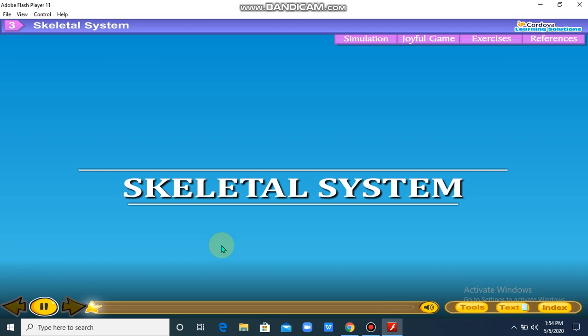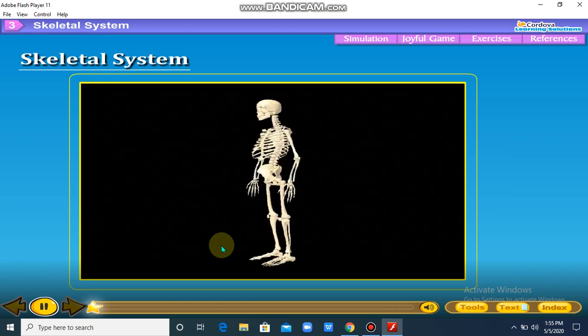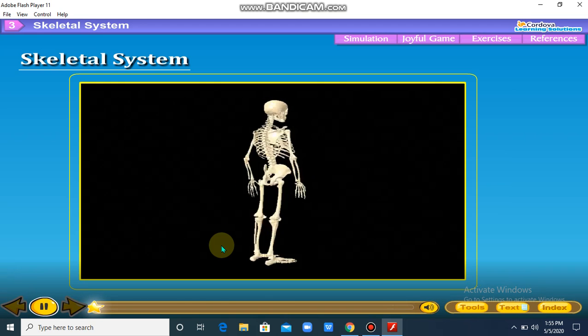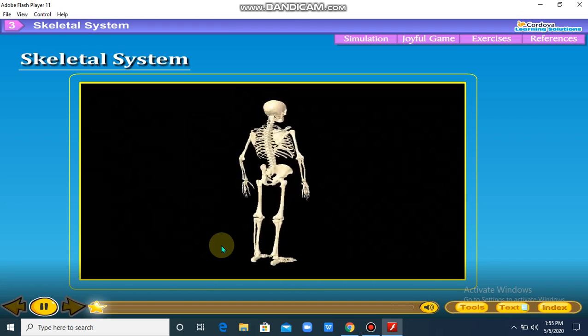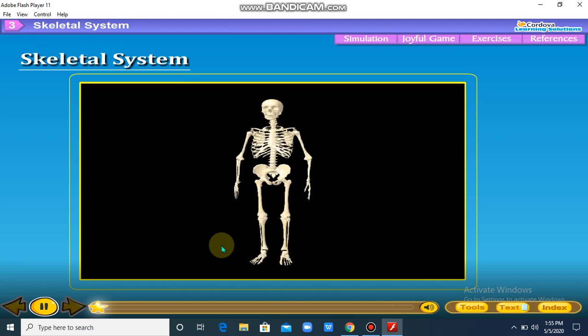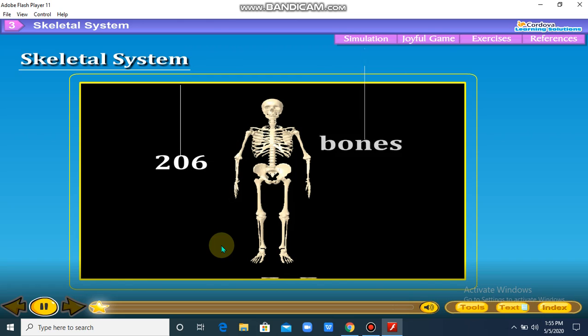3. Skeletal system. The framework of bones that gives shape, support and strength to our body is called skeletal system. An adult human skeleton has 206 bones of different shapes and sizes. For example, the leg and arm bones are long, while chest bones are thin and rounded. At birth, a child has more bones, but with growth, some of them join together.